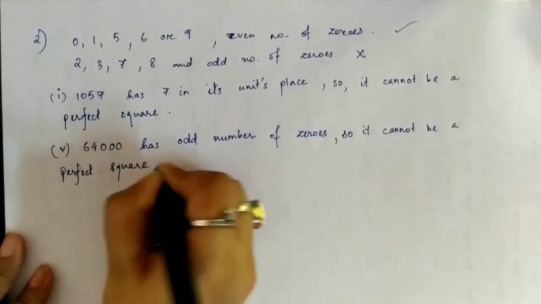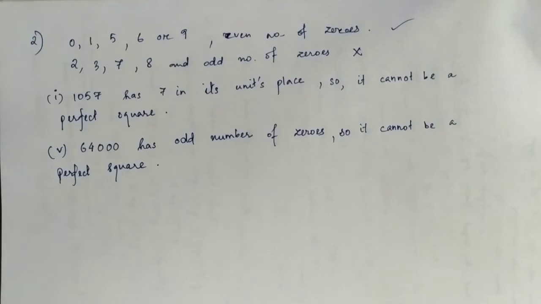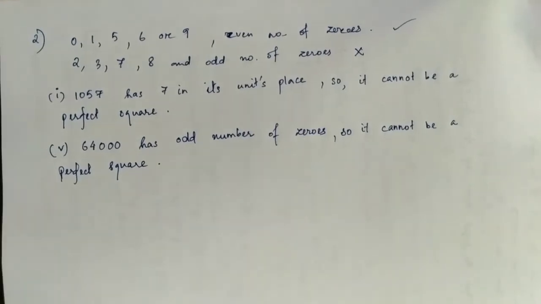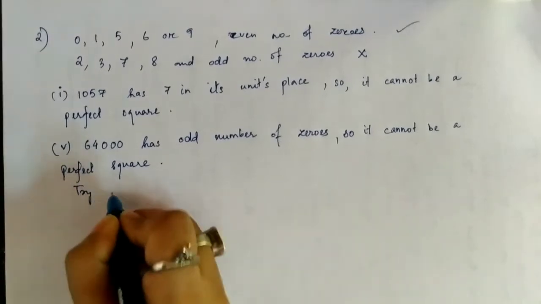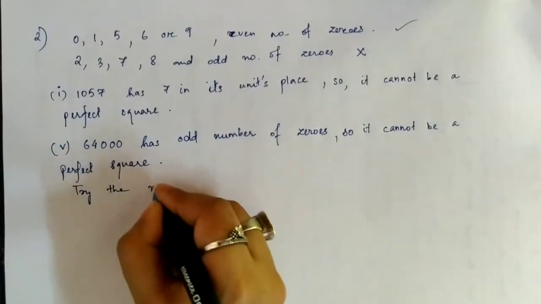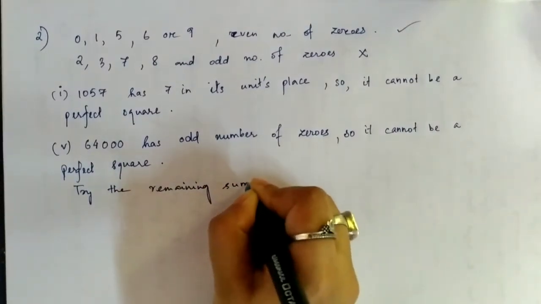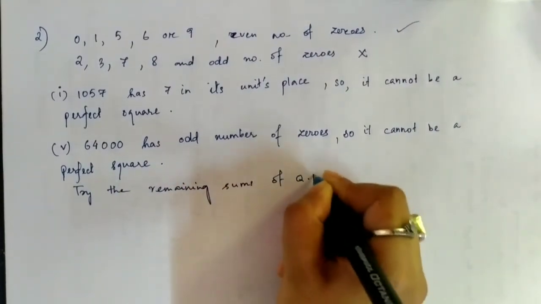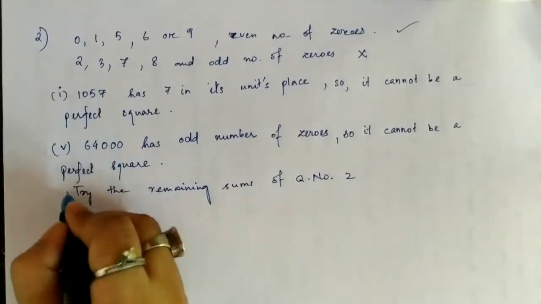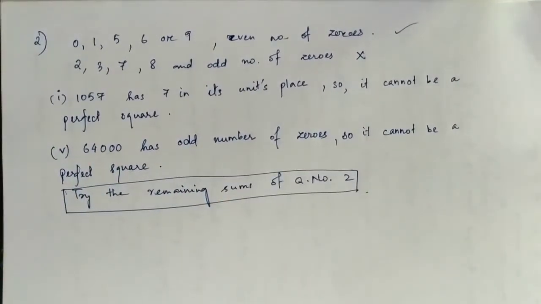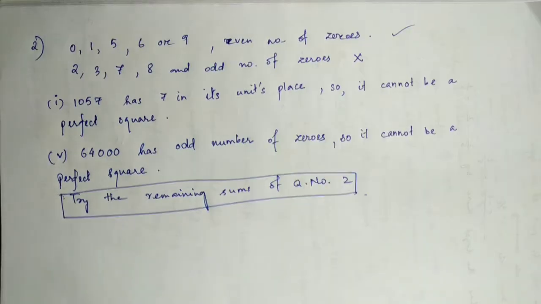Similarly, according to the odd number of zeros, we can see question number 7 and also question number 8. They have an odd number of zeros, so they also cannot be perfect square numbers. Please try the remaining ones and write down the reason as it is. I have already explained the same thing. Write the remaining sums of question number 2 as I have done this one. Now we'll see question number 3.